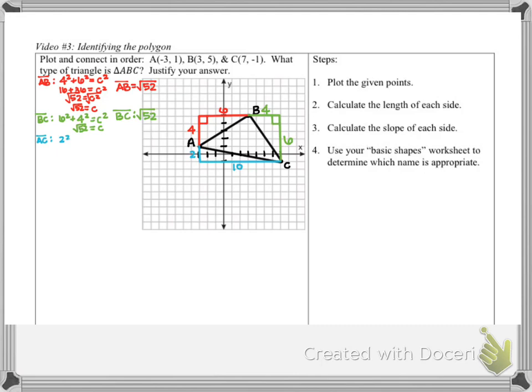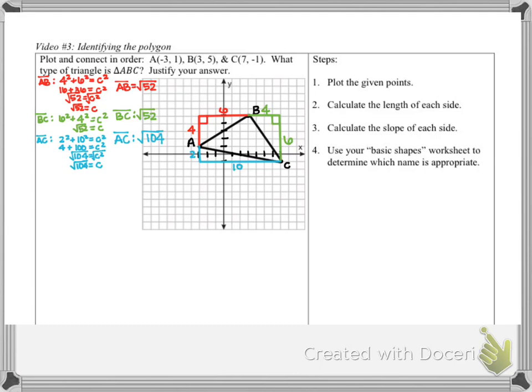All right, so I've got 2 squared plus 10 squared is equal to C squared. So it's going to give me 4 plus 100 equals C squared. So I've got 104 is equal to C squared. I'm going to square root both sides. So that's going to give me the square root of 104. All right, so AC is the square root of 104.